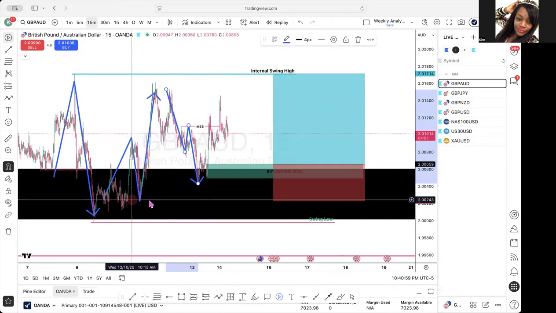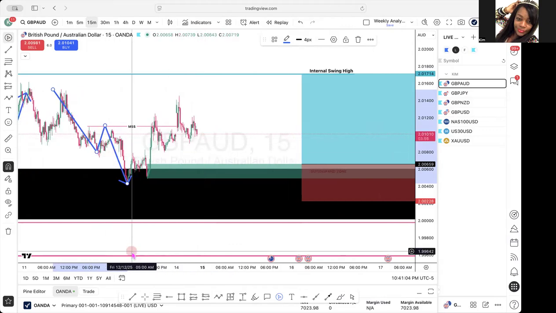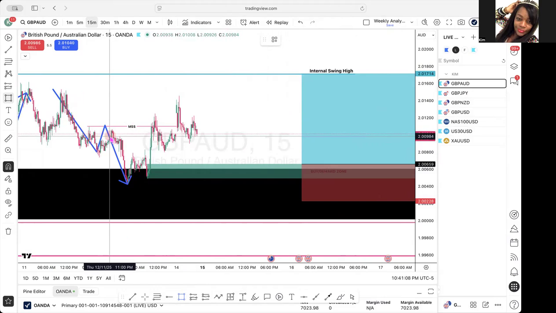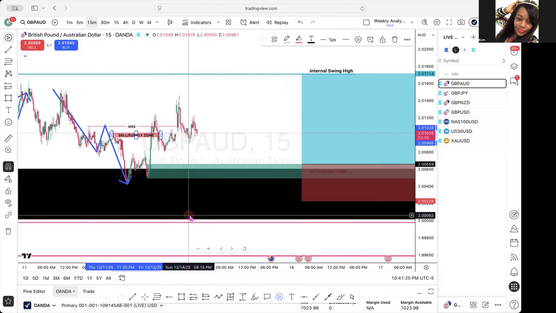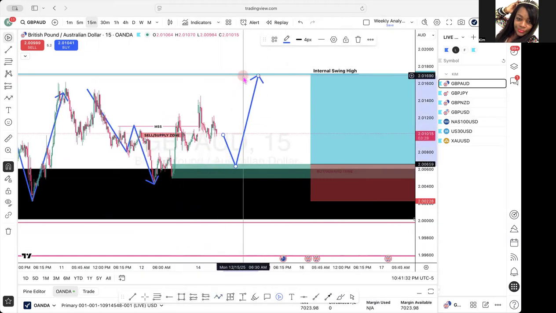If it was going to continue selling, it would have come back to this supply zone and then sold. But it shifted structure, pulled back. So once it shifts structure, you mark up your demand zone. Wait for price to pull back to that zone and then take it to the high.